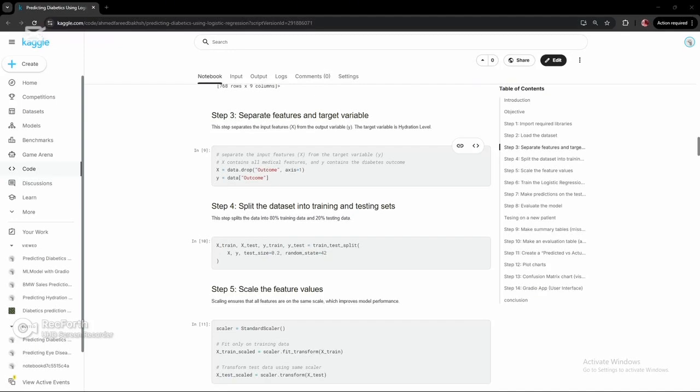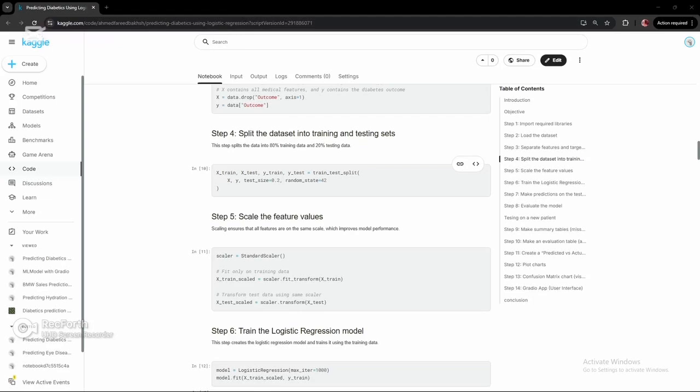I then split the data into training and testing sets using an 80-20 split. This means 80% of the data is used to train the model and 20% is used to test it on unseen data. I also used a random state of 42 to ensure reproducibility.